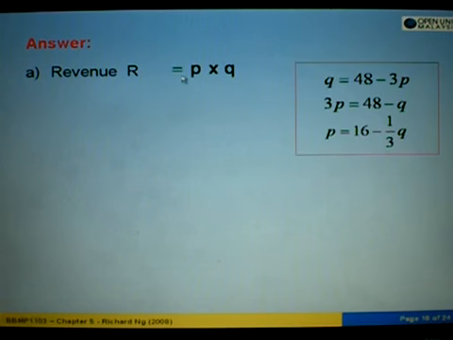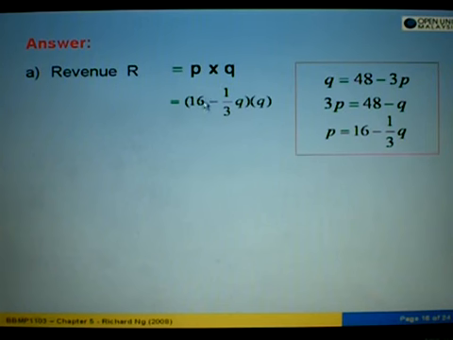The revenue function is given by P times Q, where we have been given Q equals 48 minus 3P. So shift the 3P to the left, shift the Q to the right. We need to find P. So P equals 16 minus 1 over 3 Q. We substitute this into the P here.